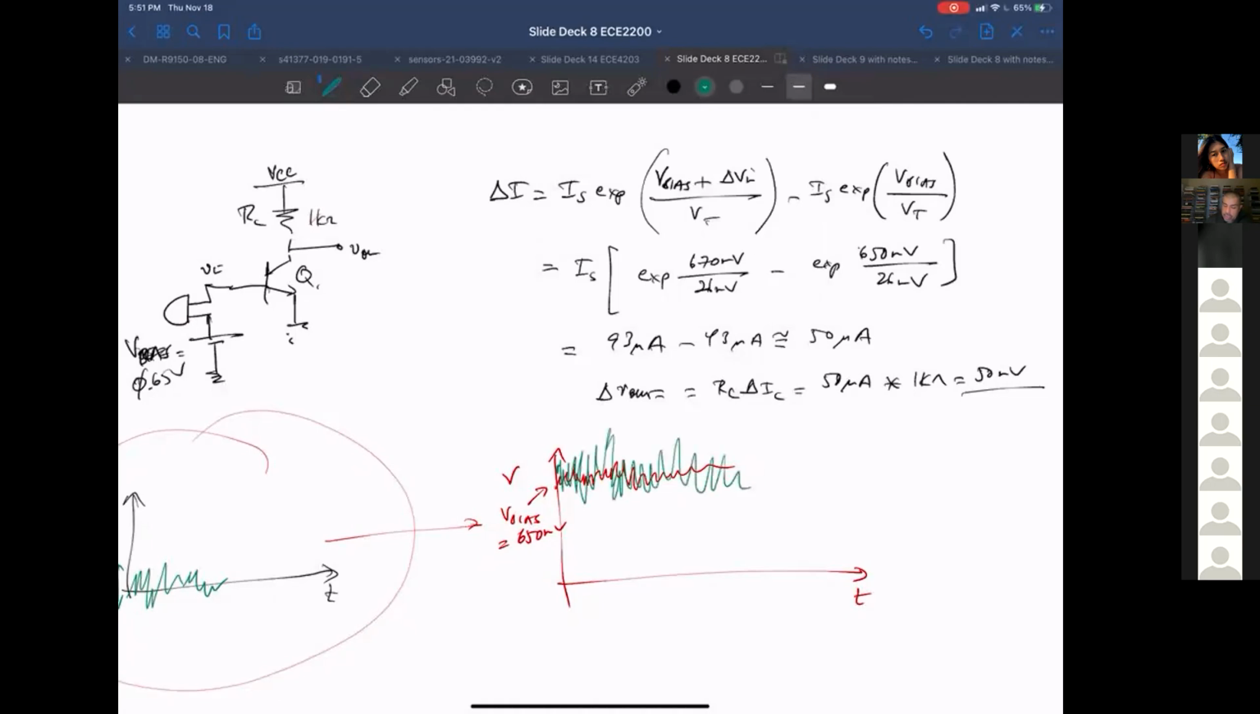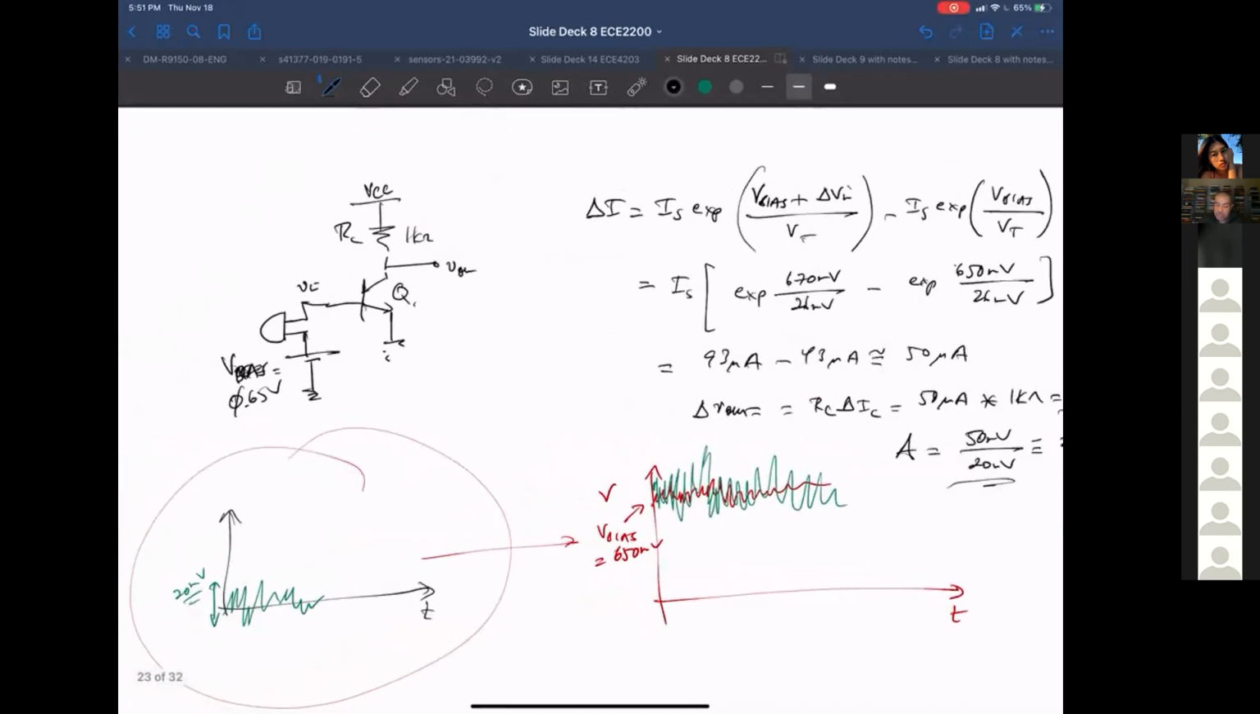Okay, so my gain for this is going to be 50 millivolts over 20 millivolts, or 2.5 times. So at least I'm gaining it up by biasing. So this is what I'd like to do, but like I'm saying, this is an ideal situation. So I have to find some way of replicating this without using a battery.